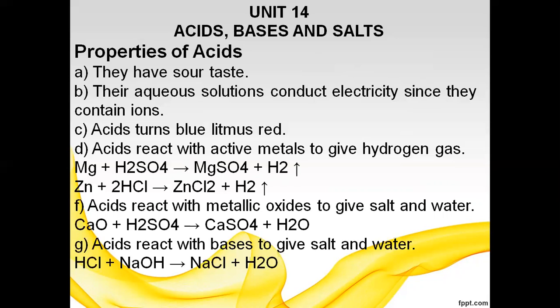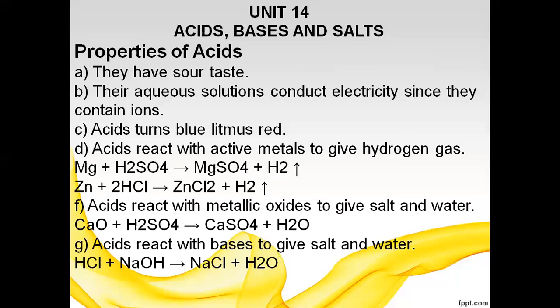Next, the ions formed by the acids. Each acid releases hydrogen ions in aqueous solution. In acetic acid, only one hydrogen ion is replaced. The same for formic acid and nitric acid. Sulfuric acid has two hydrogen ions replaced. Phosphoric acid has three hydrogen ions replaced.